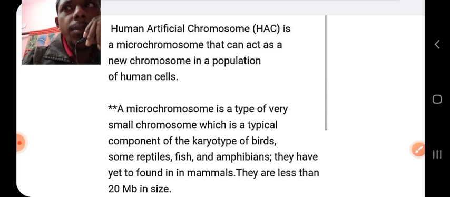So we have done up to the retrovirus as a vector for delivering the genes for gene therapy. And now today I will discuss the human artificial chromosomes and bone marrow to be used in the gene therapy. So let's get started now.